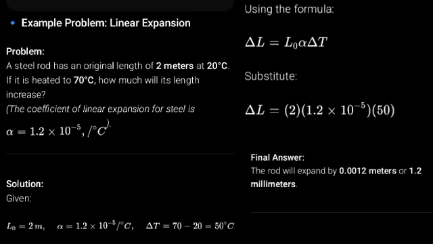Using the formula, let's substitute 2 times 1.2 x 10 to the power of negative 5 times 50. The answer is delta L equals 0.0012 meter. Final answer: the rod will expand by 0.0012 meters or 1.2 millimeters. So, when the temperature increases, the steel rod gets slightly longer, about 1.2 millimeters. That may seem small, but in large structures like bridges or railways, thermal expansion can make a big difference.